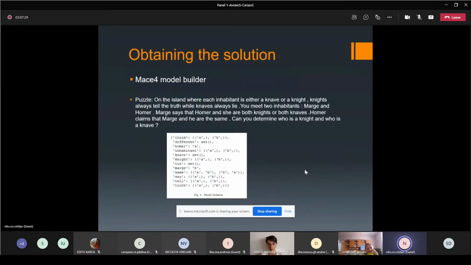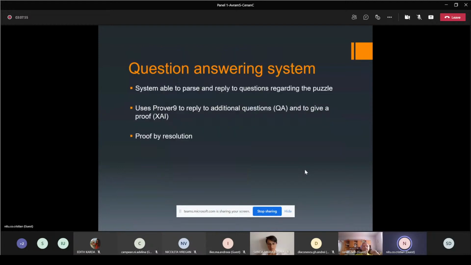The last step is obtaining the solution. We use domains for the model builder. In this example, we have a puzzle and the solution it finds for it. We can see that the persons of the puzzle, Homer and Marge, which were detected automatically in the previous step, are instantiated with constants A and B. And the predicate knight is instantiated with both A and B, which means that both Marge and Homer are knights.